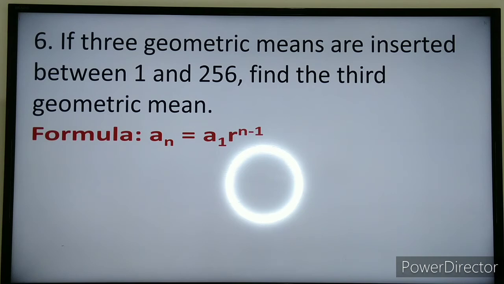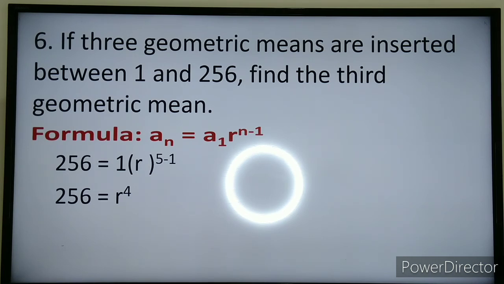First, we are going to find the common ratio here, the value of r, of course. So by substitution, we have now 256 equals 1 times r raised to 5 minus 1, because the first term is 1, the last term is 256, and the number of terms is 5, because we are going to insert 3 geometric means. So 1 plus 2 plus 3 plus 2, that's 5, of course. Now simplifying, we have 256 equals r raised to 4.